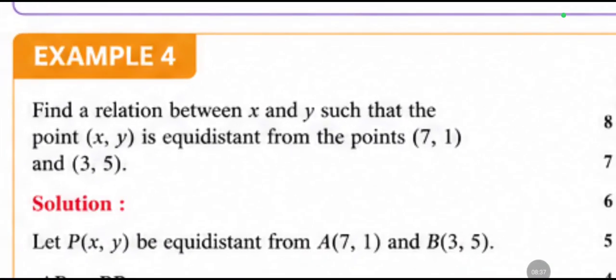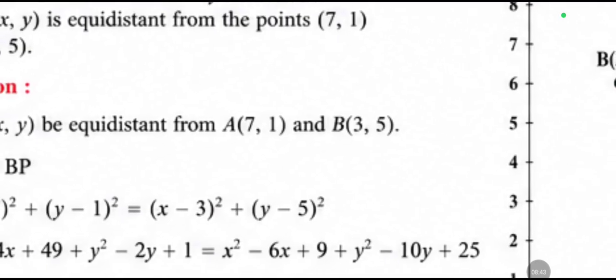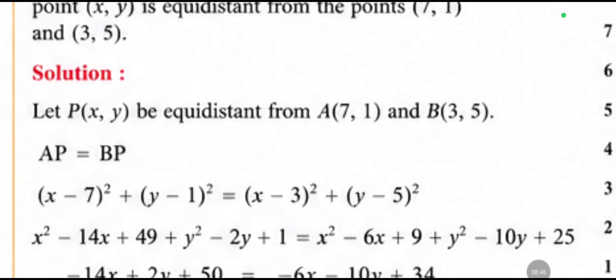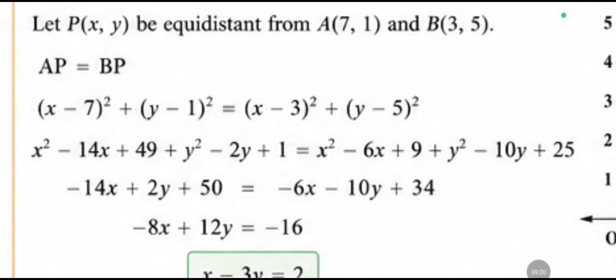Find the relation between x and y such that the point (x, y) is equidistant from the points (7, 1) and (3, 5). Now let P(x, y) be equidistant from A(7, 1) and B(3, 5). Now we have to find the distances AP and BP. AP equals BP. Now the point P is (x, y).